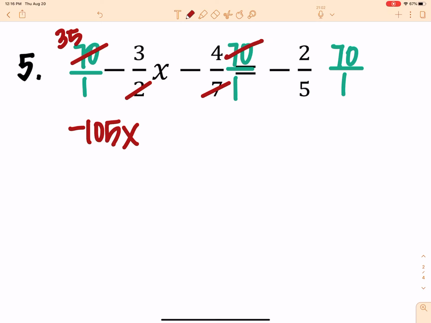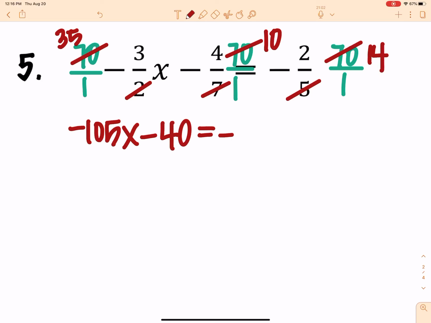7 goes into 70 10 times to get -40. And then 5 goes into 70. Sometimes, is it 7? 5 goes into 70, 16? Let me do this with my calculator. 14.